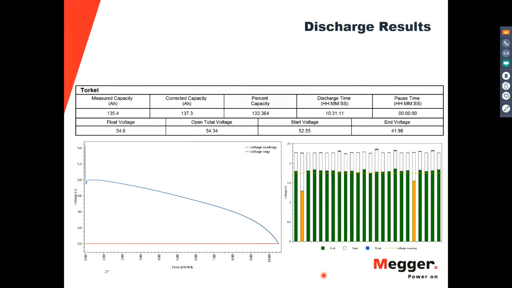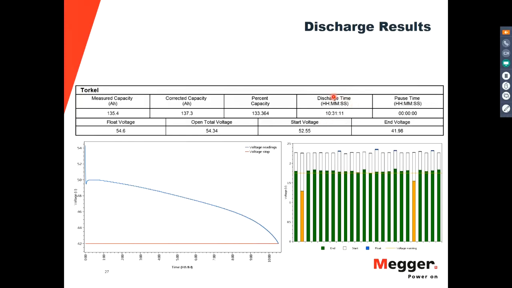Basically, you get the voltages, the numeric values. You get the float voltage, open total voltage, start voltage, and the end voltage, which is very important. Remember, you want not to damage the battery by going below the end voltage recommended by the manufacturer. And of course, you get your measured capacity, the corrected capacity, and the corrected percentage capacity.